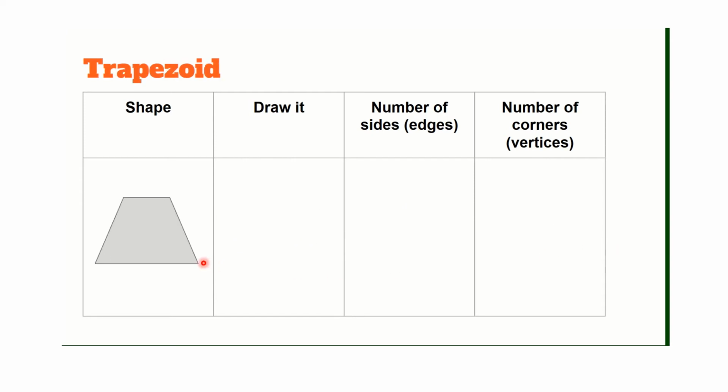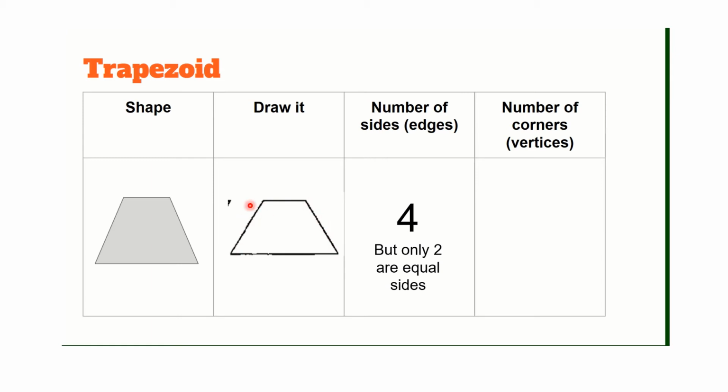Our next shape is a trapezoid. Now, a trapezoid is a very interesting shape. When you draw it out, it should look something like this. The top is shorter than the bottom, and then the 2 parts on the side are the same sides. That means if we count all the sides, 1, 2, 3, 4, we have 4 sides, but only 2 of the sides are equal. These 2, one over here and one over here. These 2 are equal to each other.